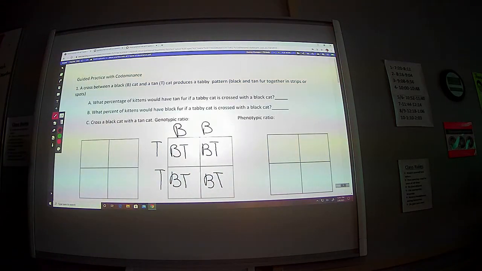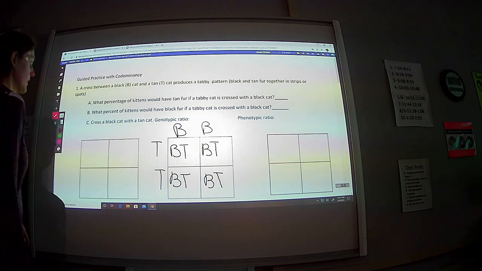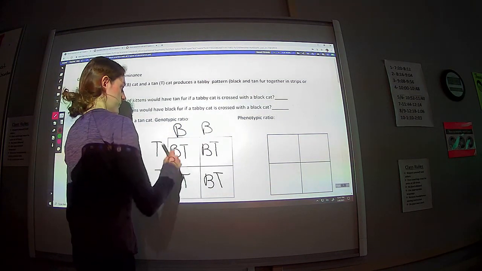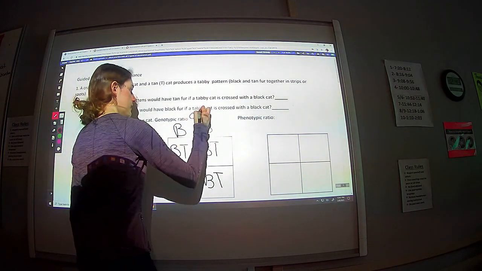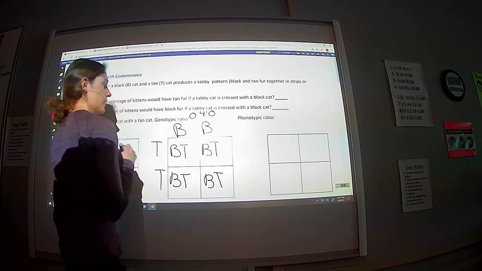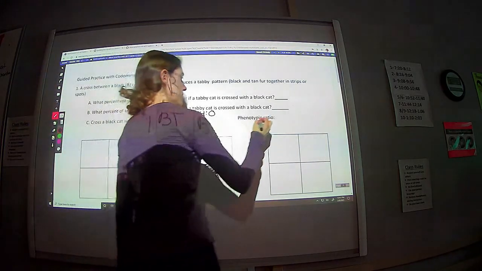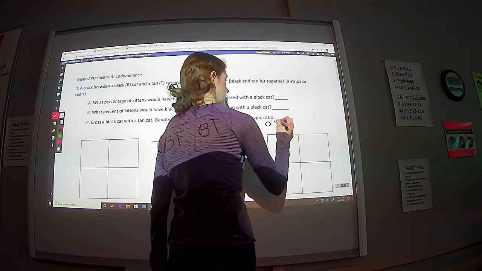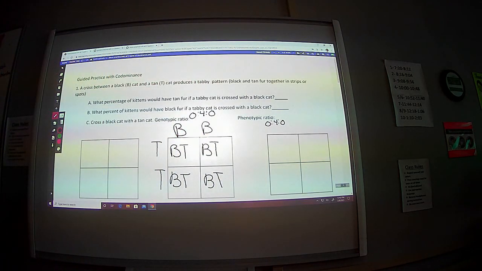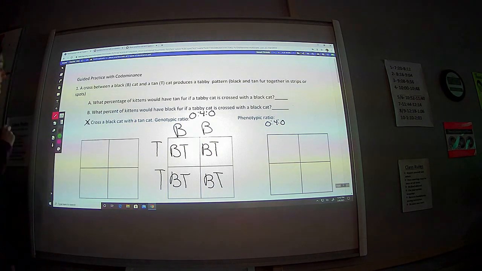What percentage of the kittens would have tan fur if a tabby cat is crossed with a black cat? Ooh. So down here we're crossing the black cat with the tan cat. I guess I did these a little out of order. So my genotypic ratio, I'm going to start with my 2 capital B's. I don't have anything like that. Heterozygous, I have 4 like that, and I have 0 that are 2 capital T's. My phenotypic ratio would then be the same, 0 to 4 to 0. Okay. So that was letter C. Sorry about that. Now we're going up to A.